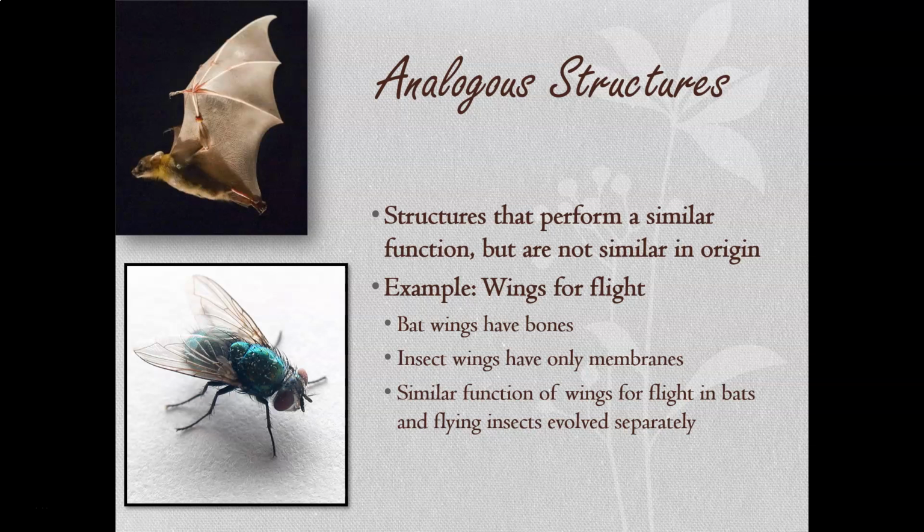So again, homologous: divergent evolution, sharing a common ancestry, true biological evolution. Analogous structures: convergent evolution, similar niche, but they don't share a common ancestry and thus it's not true evolution.